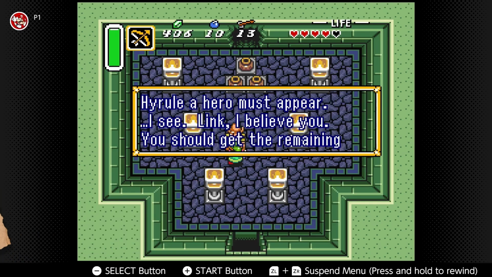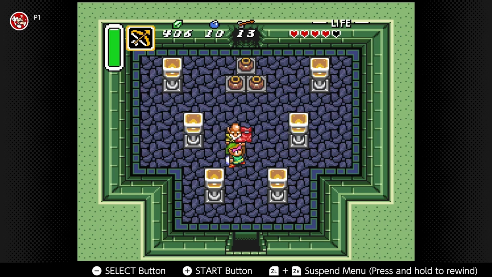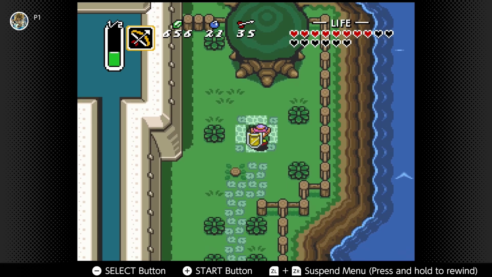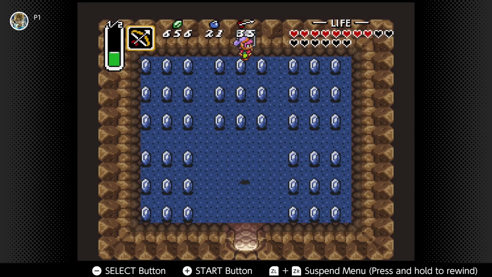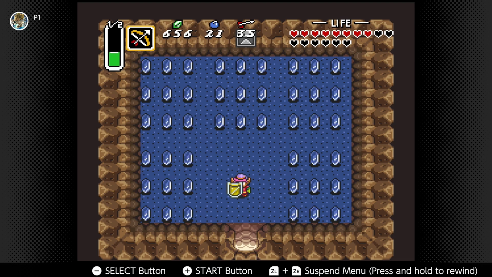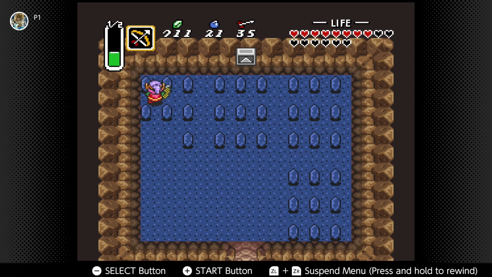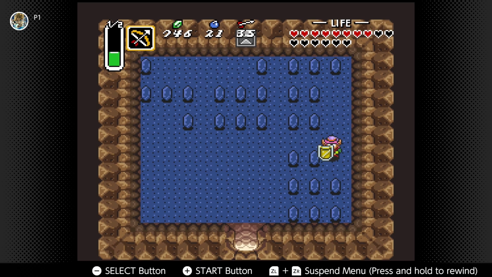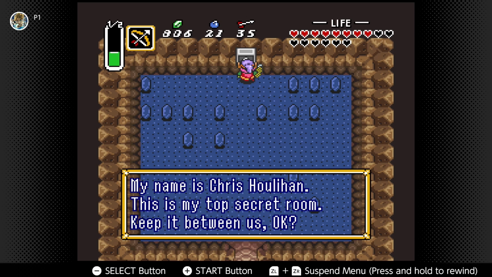Okay, first of all, what is the Chris Houlihan Room? Well, Chris Houlihan is referenced in the original Super Nintendo version of The Legend of Zelda: A Link to the Past. Link gets sent to the top secret Chris Houlihan Room when an error condition occurs due to corrupt location data. So the room contains 225 rupees, which is very nice, and a telepathy tile saying, "My name is Chris Houlihan, this is my top secret room, let's keep it between us, okay?"